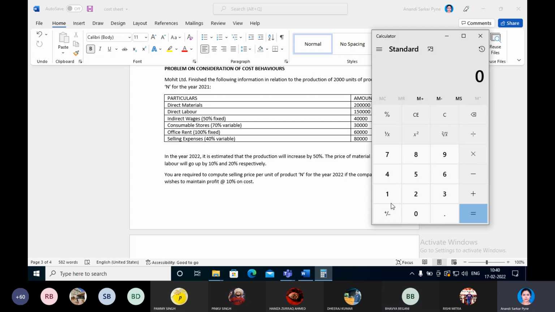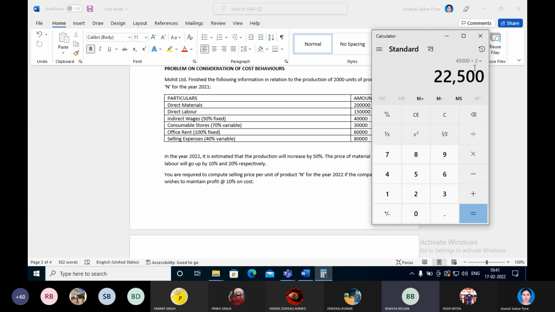Another thing, factory overhead, indirect wages, which is being said is fixed 50% and variable is 50%, so 20,000. Now, if you do what Bhavya is doing, which is 15,000 into 3 divided by 2, you are getting 22,500. But there is an issue. 22,500 will not be the answer. Why? Because it is assumed that 20,000 will be fixed, right?